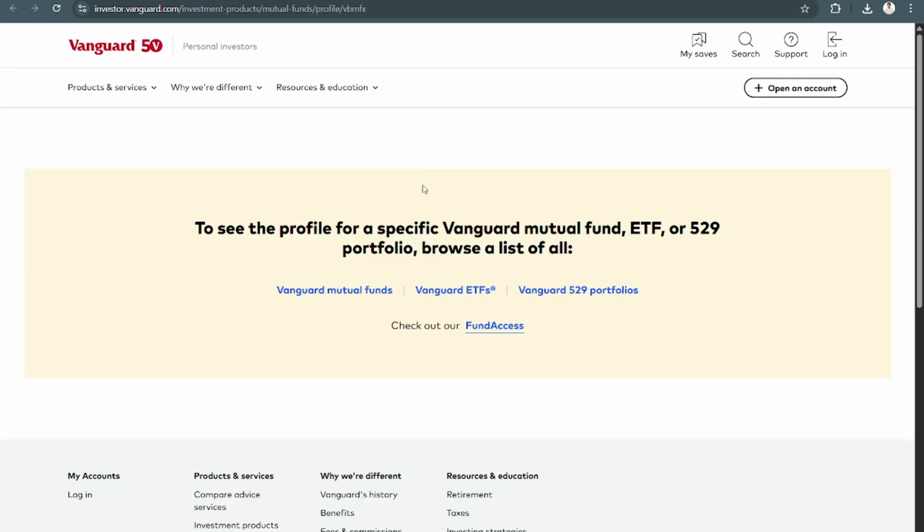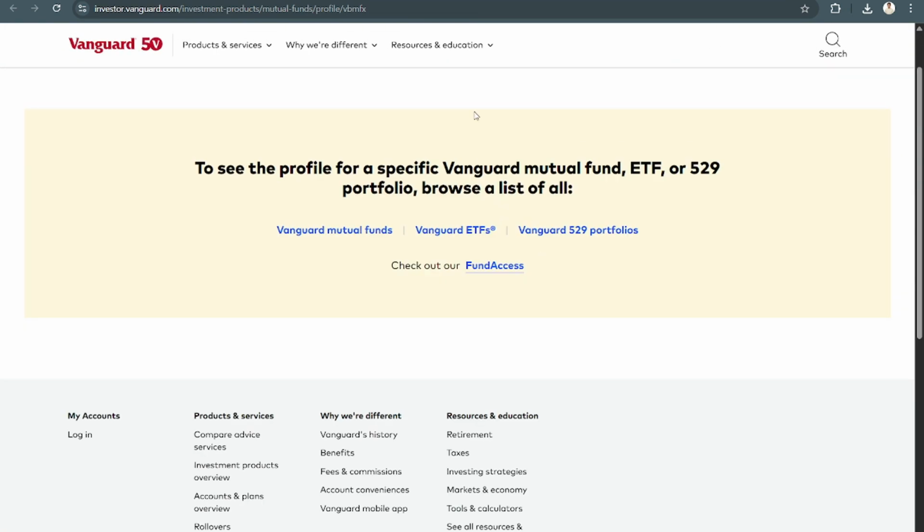Next, we have here the VBMFX, or the Vanguard Total Bond Market Index Fund. Again, its expense ratio is 0.15%, and its minimum investment is 3%.